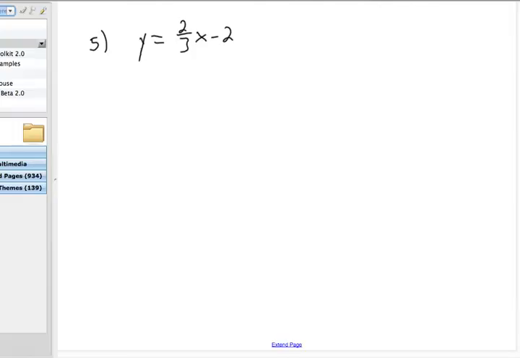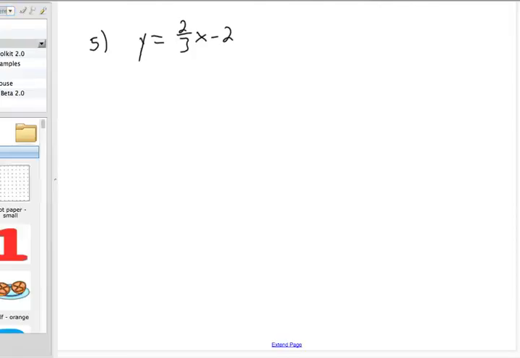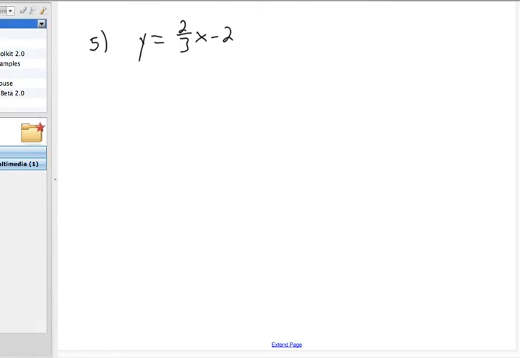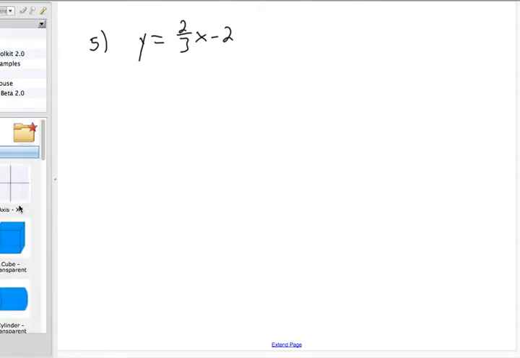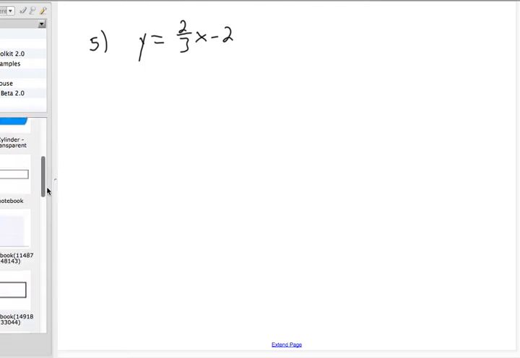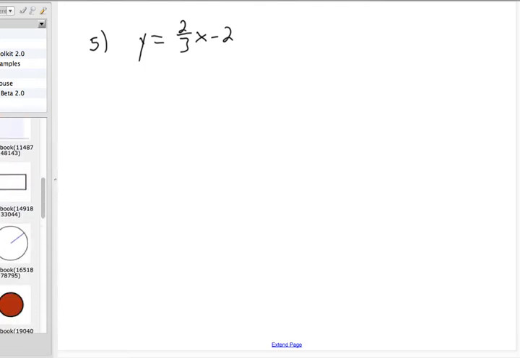Alright, the next section is graphing, and the equation is y equals 2/3 x minus 2. With graphing, let's see what I got here. Let me pull out my chart. Let's see, I got an axis with some numbers here somewhere. There we go.